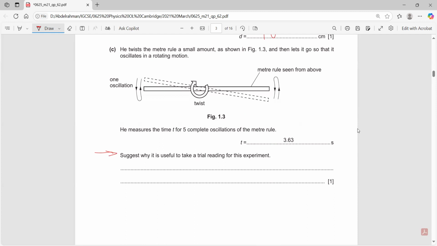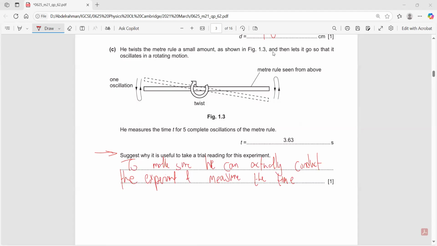This experiment requires him to measure the time taken for these oscillations. So he needs to make sure, first of all, that he can actually measure this time, right? So this is why this trial reading is necessary, to make sure he can actually conduct the experiment and measure the time.